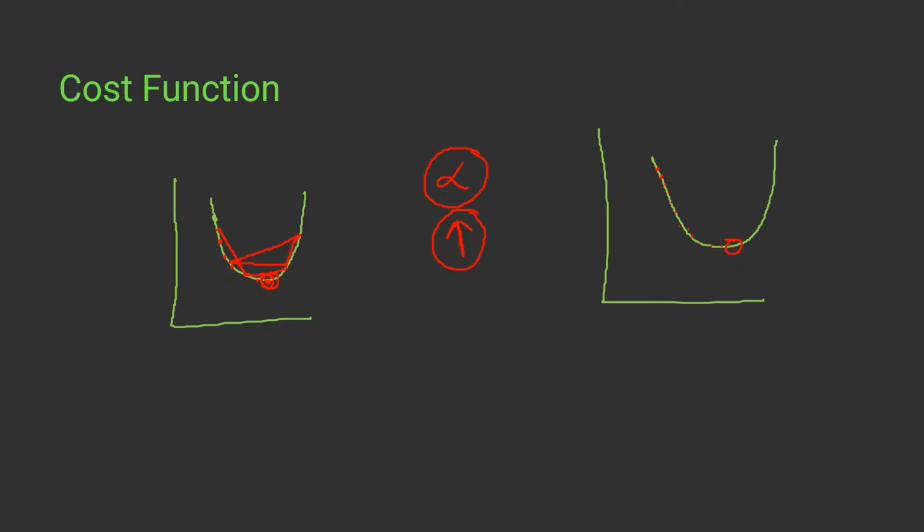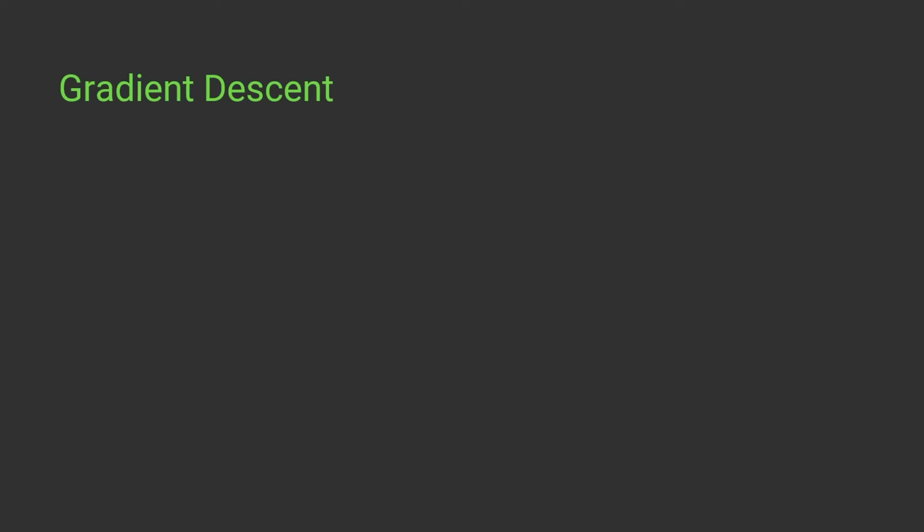Now let's understand how gradient descent and backpropagation work. So we have our function y equals mx plus c, and we want the most optimal values of m and c. But how?